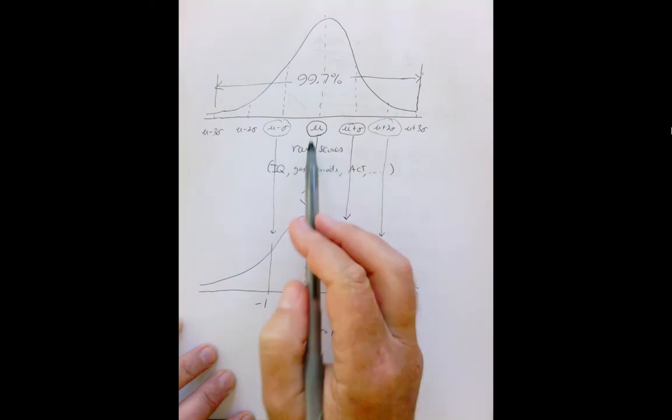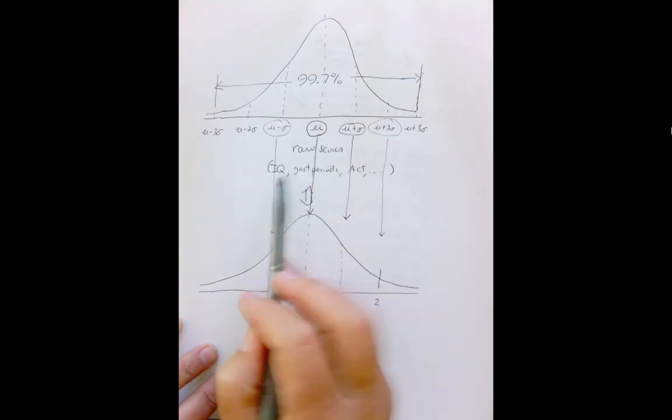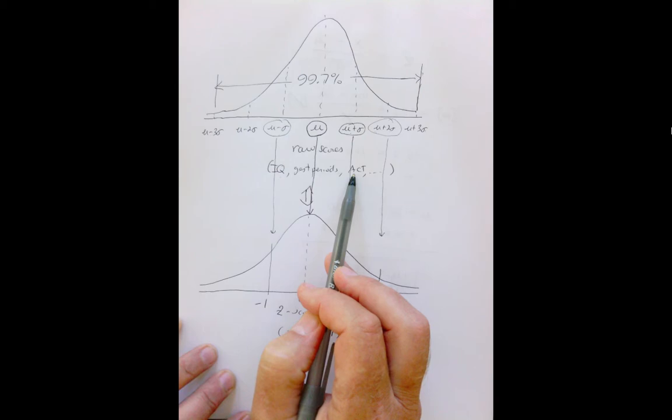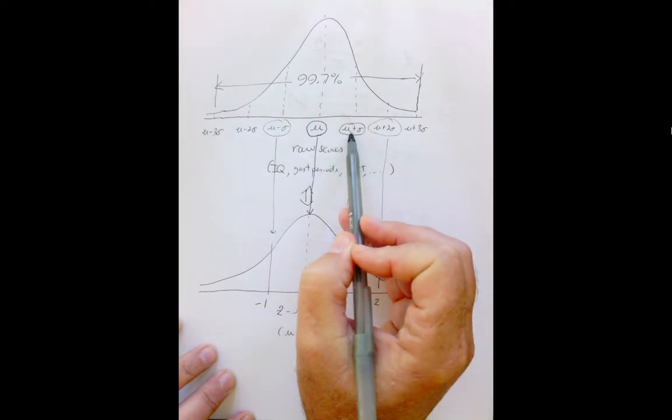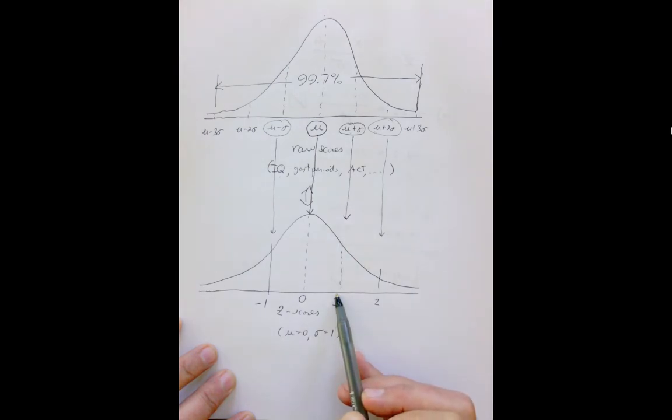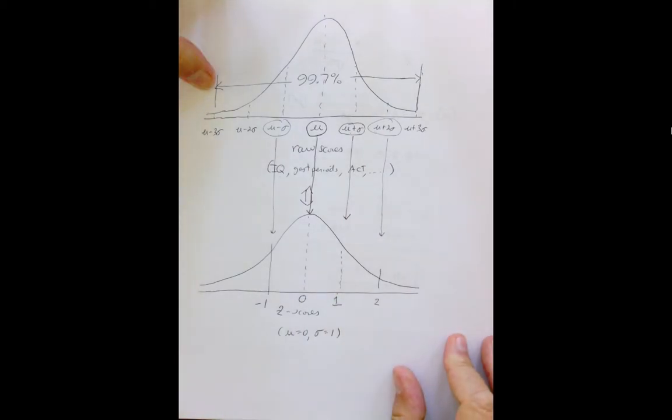So guys, it doesn't matter whether we've got IQs, gestation periods, ACTs, whatever score is 1 standard deviation above the mean, it's going to have a z-score of 1 because it's 1 standard deviation above the mean. Now, I'll show you a question I gave on an exam once. I don't know if it's going to be on your exam, but if it is, lucky you.